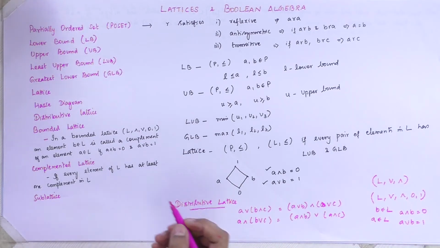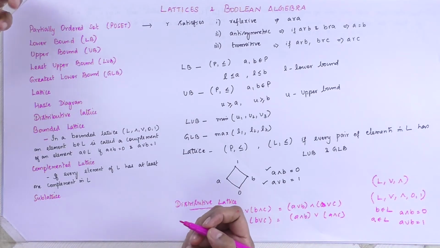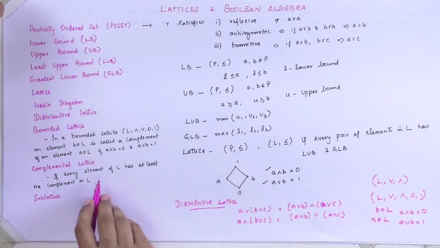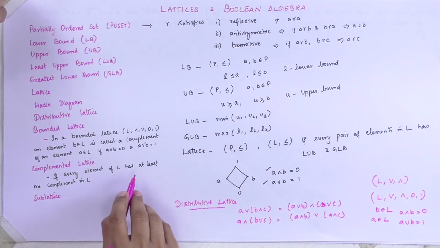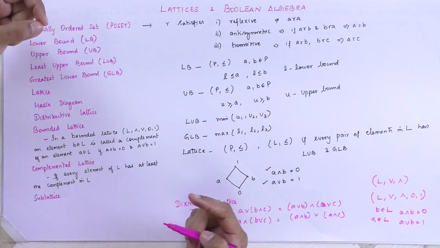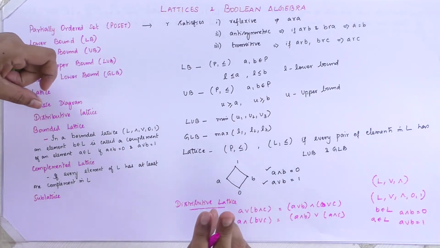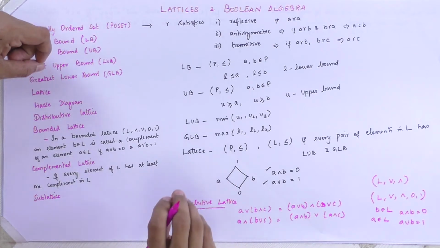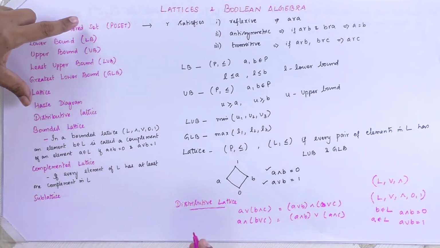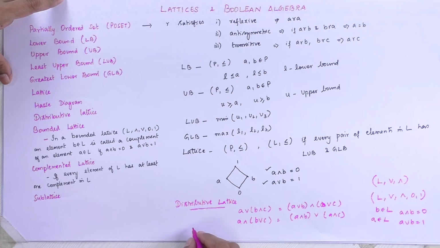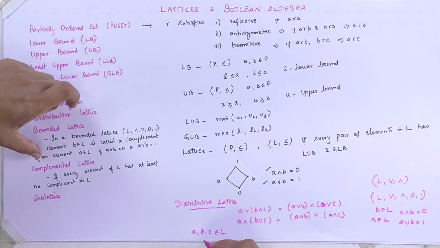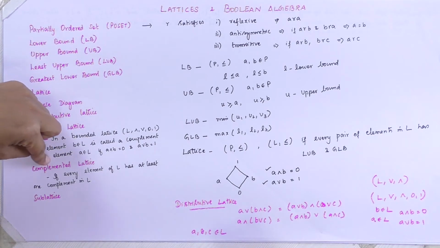And next, coming on to the complemented lattice. A complemented lattice is one in which every element of lattice L has at least one complement. I may have many elements, each of which has at least one complement, and then it is said to be a complemented lattice. Say, for example, I have the elements A, B, C belonging to the lattice L. So now, when do I say that lattice is a complemented lattice?